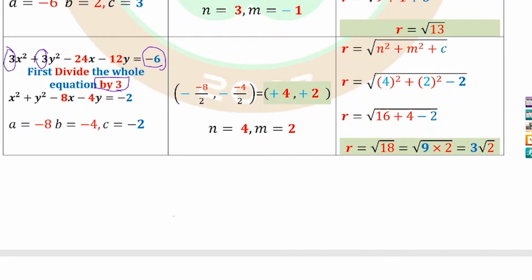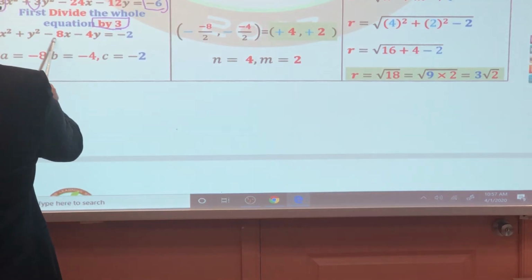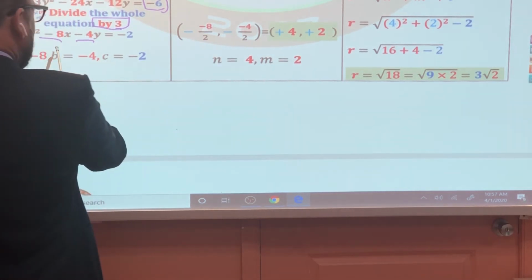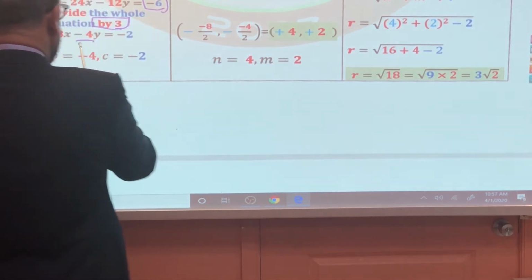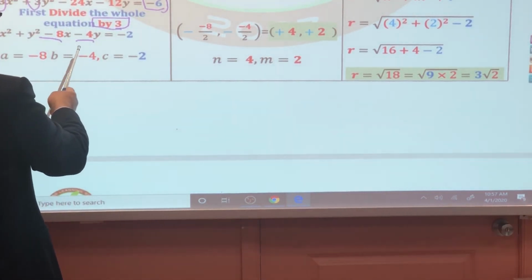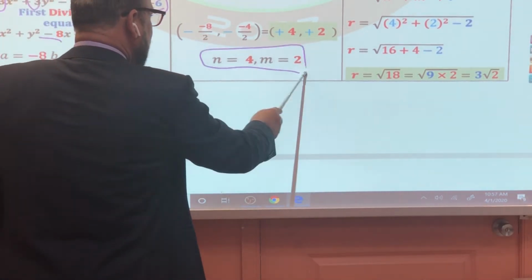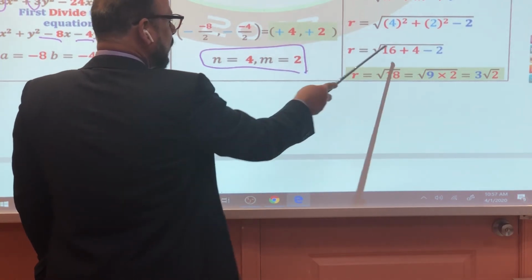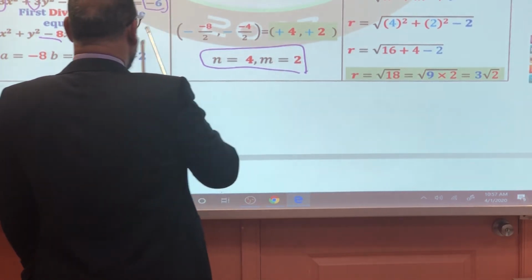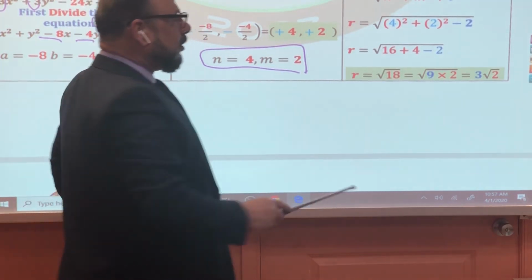Good. Now we have our a and b, right? Negative 8, negative 4. Take the opposite, which is 8, divided by 2, which is 4. Take the opposite of negative 4, which is 4. Divided by 2 is what? 2. Then I have n and m. Go back, square the 4, 16. Square the 2 is 4. My number here, negative 2, and that's it, okay?